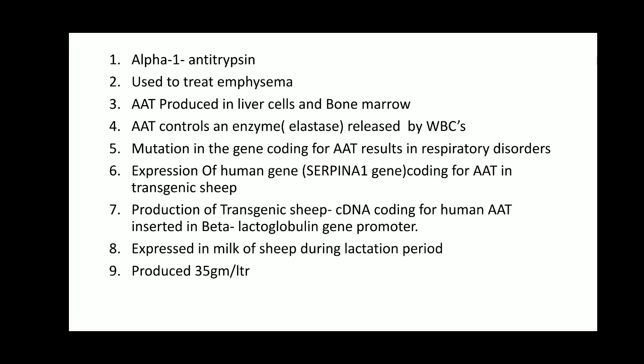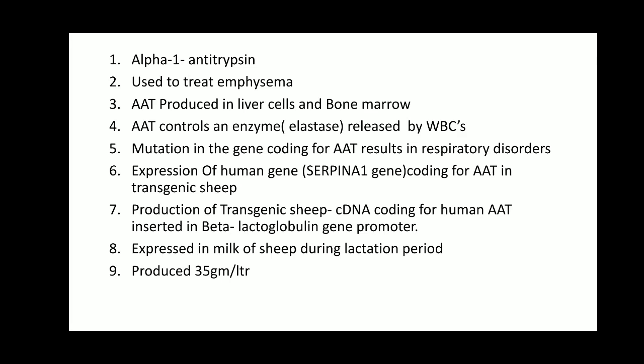So the production of the transgenic sheep takes place by inserting the cDNA, the complementary DNA coding for human alpha 1 antitrypsin, into the beta lactoglobulin gene promoter, right? Okay, then later during the lactation period, along with the other proteins of the milk, the alpha 1 antitrypsin coded by the cDNA is obtained, expressed in the milk of the sheep, and can be extracted during the lactation period. The sheep used here is named Tracy.